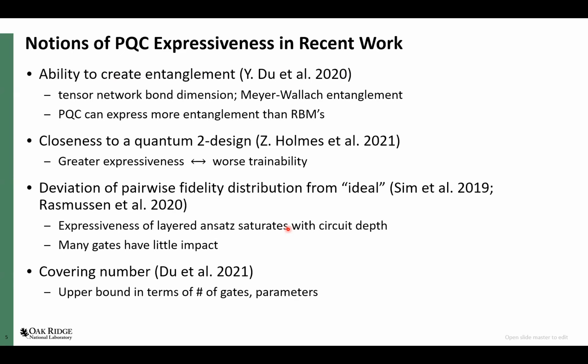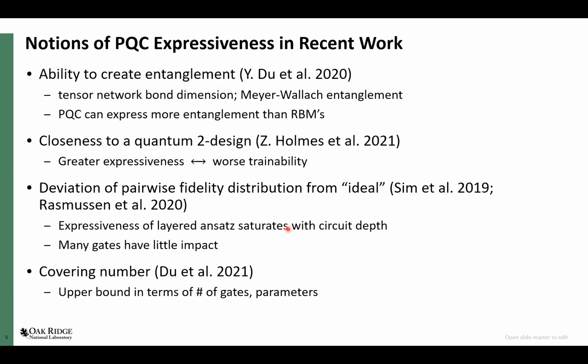Another approach, perhaps the most common one, has been to relate expressiveness to closeness to something called the quantum state 2 design or quantum unitary 2 design. It's been used for a lot of things, not just quantifying the expressiveness of variational circuits, but it comes up in proving things like complexity classes, like how hard is it to simulate a quantum circuit, and information scrambling, how does information get scrambled, and so this comes up in a lot of areas.